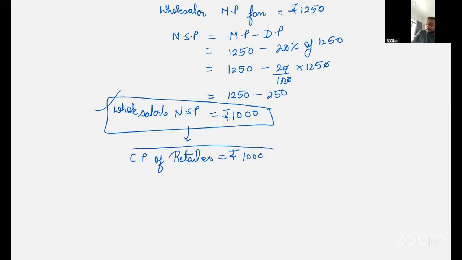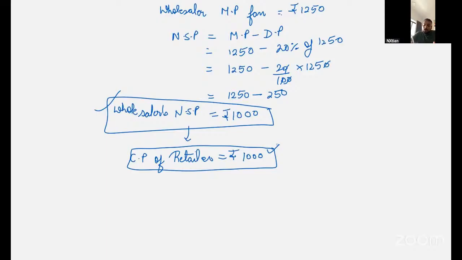For example, if David is about to buy a very luxurious pen and the shopkeeper says 1,000 rupees, he will give only 1,000 rupees. He will not say, no, no, brother, you take 1,200. It's not like that. He'll pay only 1,000 rupees. So this will become the cost price of the retailer also.